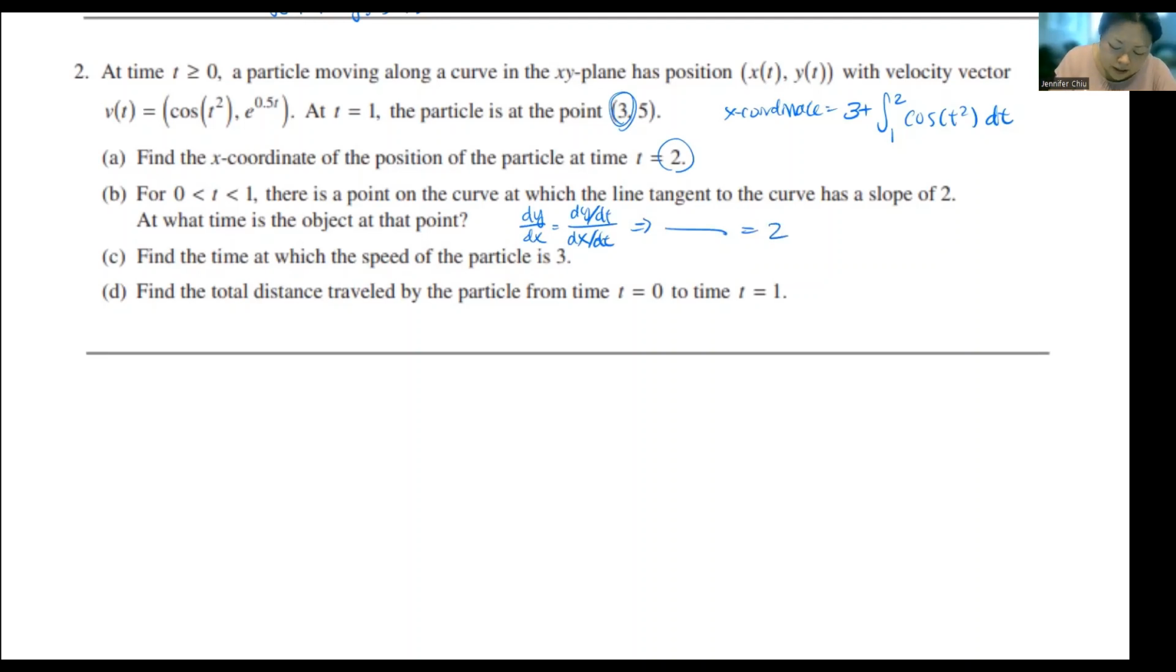Okay, part C. Find the time at which the speed of the particle is 3. So remember, speed is the magnitude of the derivatives. So speed is the square root of dy over dt squared plus dx over dt squared. So cosine of t squared, this is already v of t, so I don't have to take the derivative again. So speed is the magnitude of your velocity. So it's going to be the square root of cosine of t squared, squared, plus e to the 0.5t, squared, right? And then when is this equal to 3?